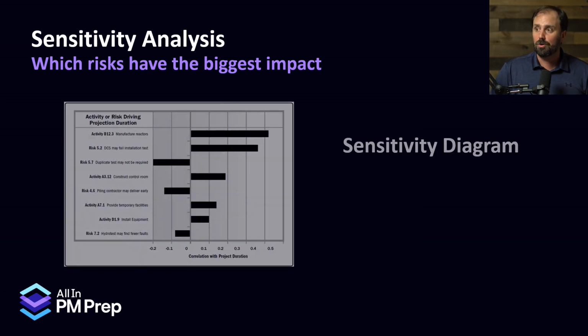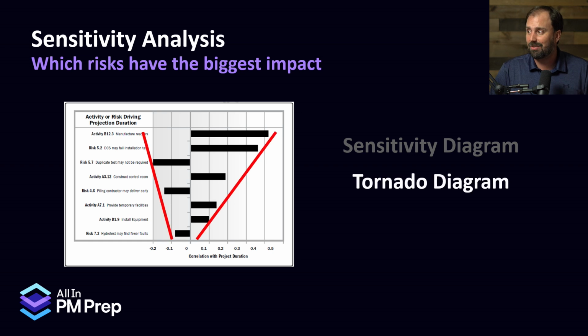Now, the other thing that we do is we understand that sensitivity analysis is also called the tornado diagram. Anybody want to guess why? Because it kind of looks like a tornado with those things right there. So just another name that you can attach to it.